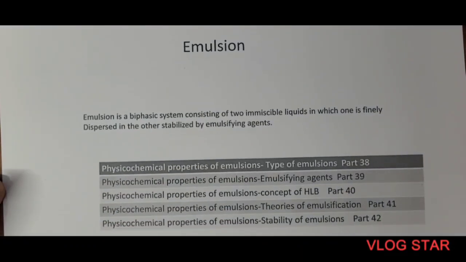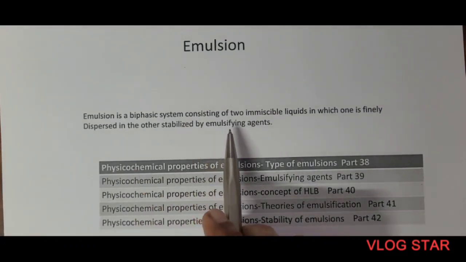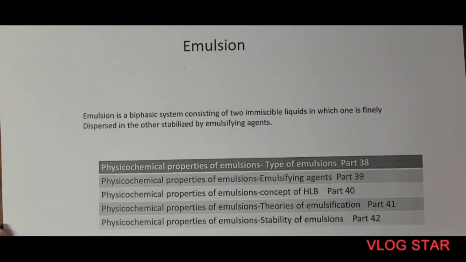So, what is an emulsion? This we have discussed. An emulsion is a biphasic system containing two immiscible liquids, in which one is finely dispersed in the other, stabilized by emulsifying agents. That is a simple definition of an emulsion.